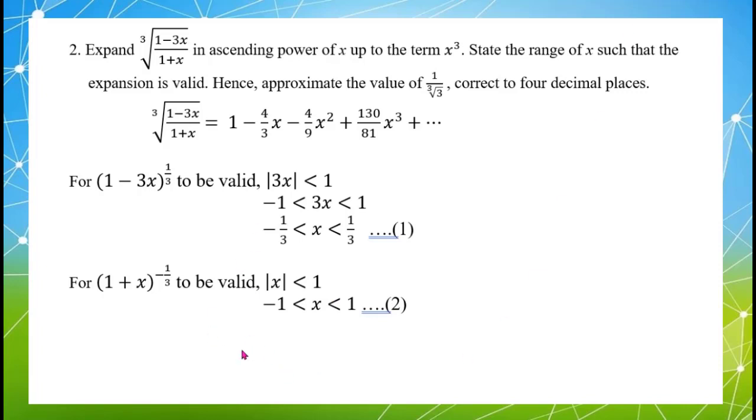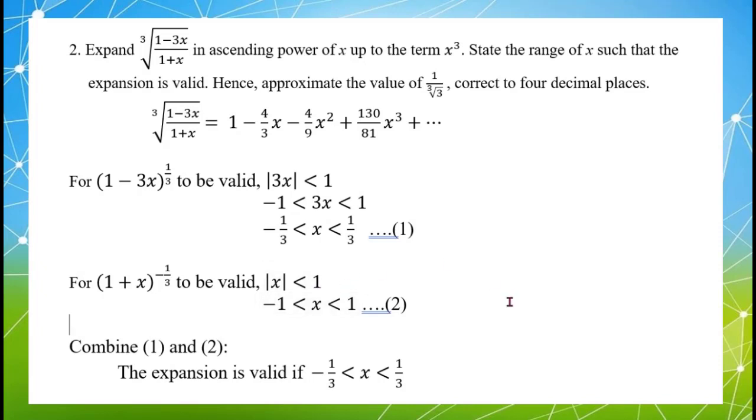Now when we combine these two sets of values of x, we found that the range of values of x for this expansion to be valid is that x must be greater than negative 1 over 3 and less than positive 1 over 3.